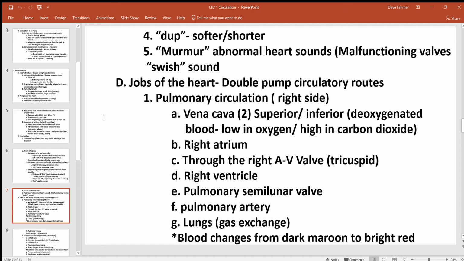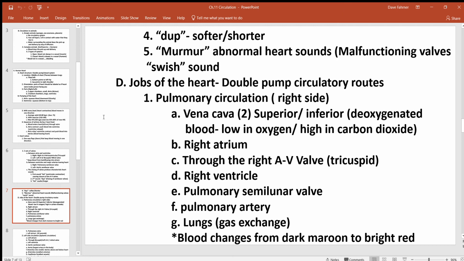The swish sound basically tells the doctor that there is a malfunction in the valve, where at the end of that closure there's blood seeping through that valve. That's what the swish sound comes from, and it tells him that there's a problem with the valve. So a heart murmur is an abnormal heart sound.